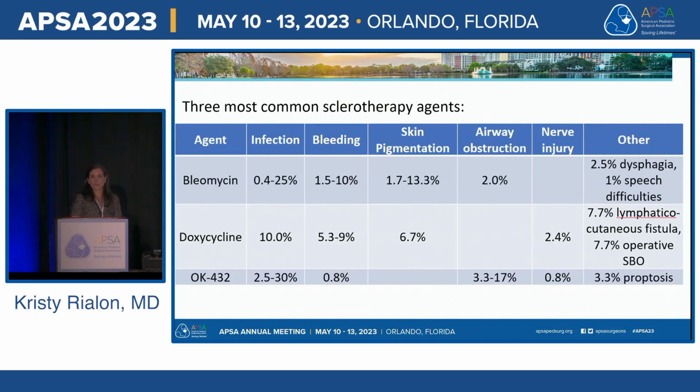These are the 3 most common sclerotherapy agents that we reviewed in our manuscripts: bleomycin, doxycycline, OK432. And I should mention that OK432 is not FDA approved in the US, so all these studies are from Asia. By far the most common complications seen are infection, bleeding, and skin pigmentation. Airway obstruction was up to 17% in OK432. And I also should note, when you're comparing sclerotherapy and surgery, that the nerve injury rate is low with sclerotherapy.